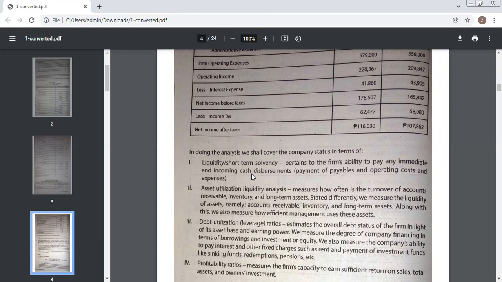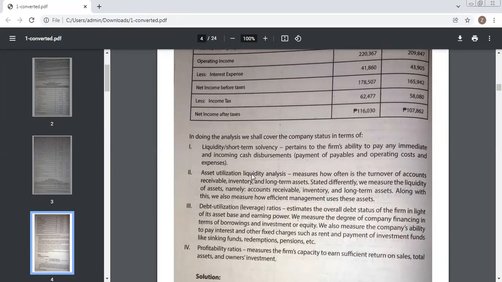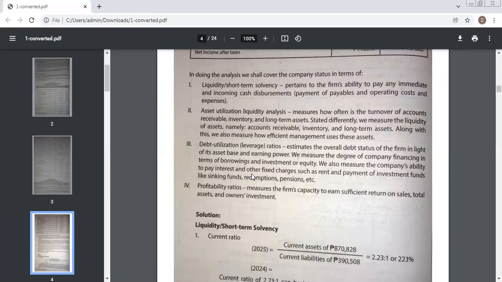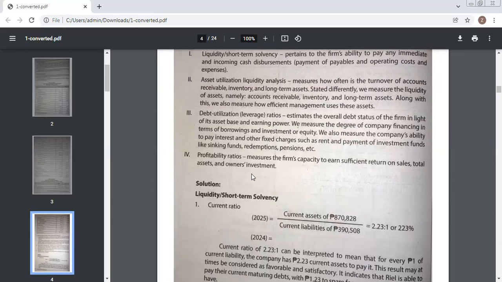What is liquidity or short-term solvency? It pertains to the firm's ability to pay any immediate and incoming cash disbursements, such as payments of payables and operating costs and expenses. So this is the formula in getting the current ratio. Current ratio equals current assets of 870,828 pesos over the current liabilities of 390,508 pesos. If divided, it is equal to 2.23, or 223 if multiplied by 100.